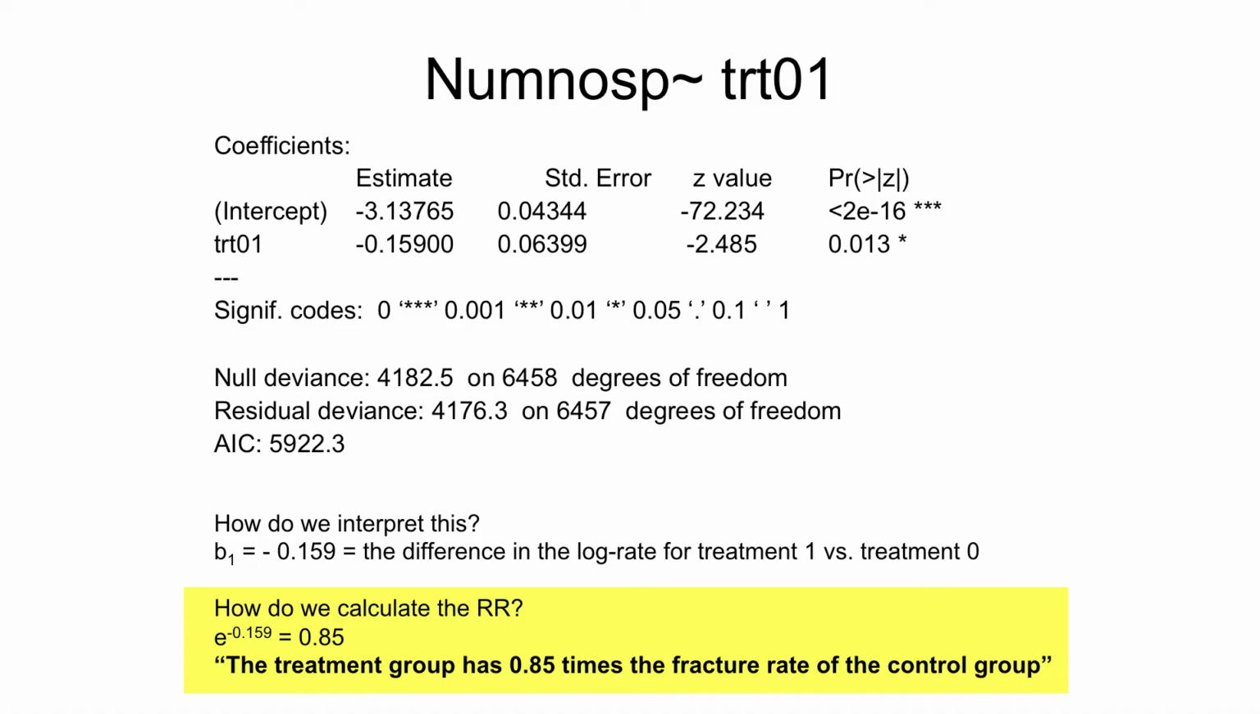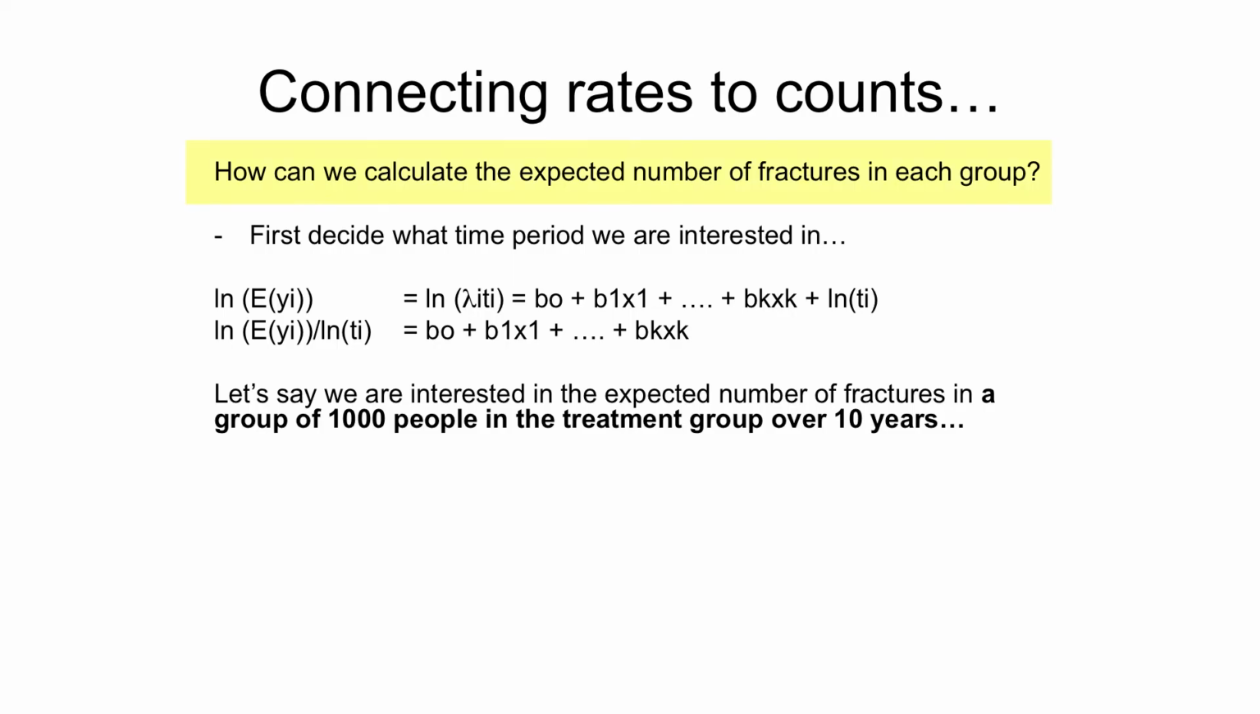So note that this produces the same rate ratio as when we calculated this by hand using the incidence rates for the two groups. This tells us that the treatment group has 0.85 times the fracture rate of the control group. How can we calculate the expected number of fractures in each group?